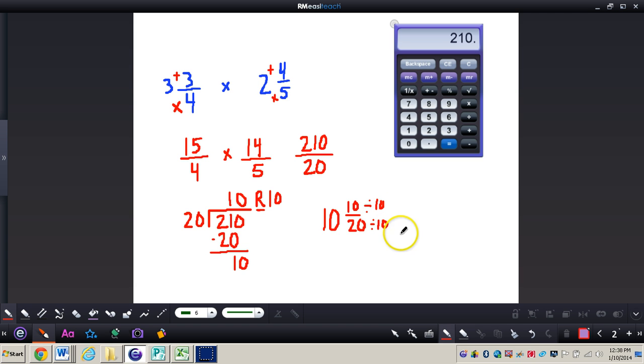Now whenever I simplify my fraction, my whole number does stay the same, so that's going to stay at 10. 10 divided by 10 will give me 1. 10 divided by 20 will give me 2 for 10 and 1/2.